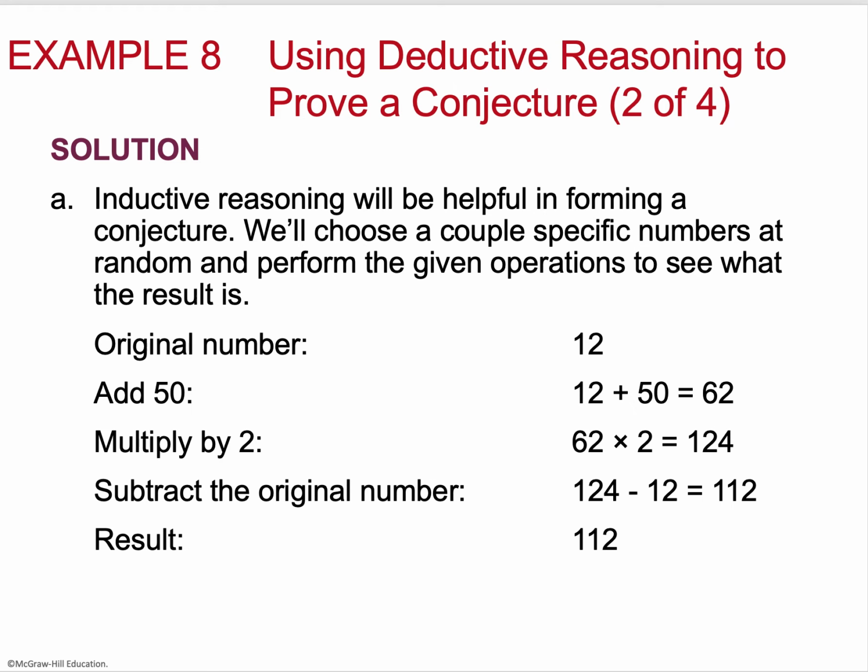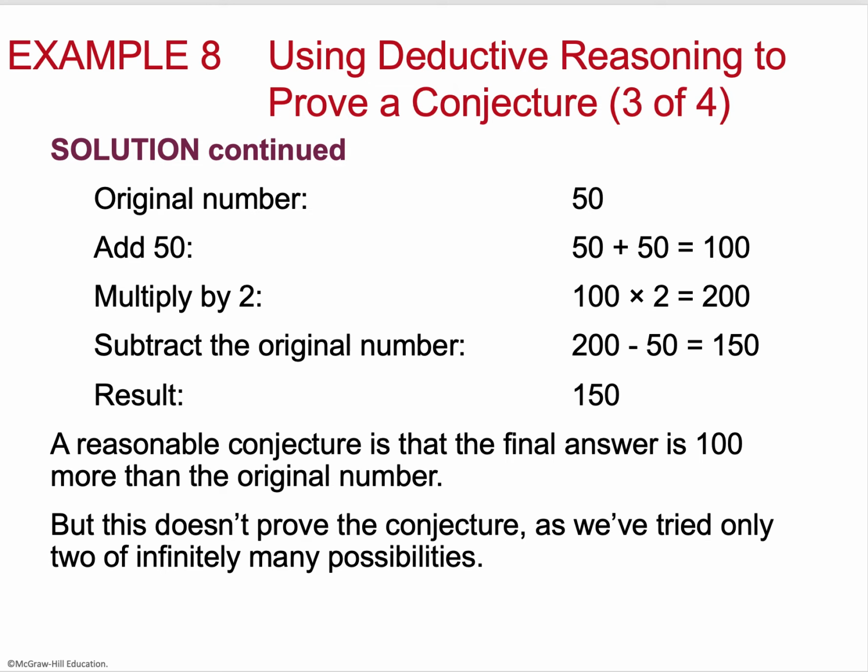So here's my attempt. I picked the number 12. I'm going to walk through the problem, and I get 112. Then I'm going to pick another number, 50. I'm going to walk through it and get the answer, 150. So it seems to be a reasonable conjecture that the final answer is going to be 100 more because I saw that happen twice. That doesn't prove it, but that gives me enough to say I see a pattern.